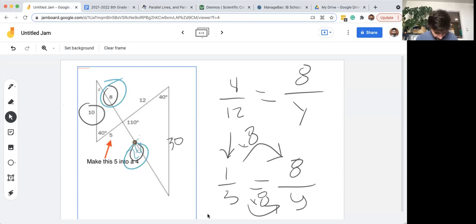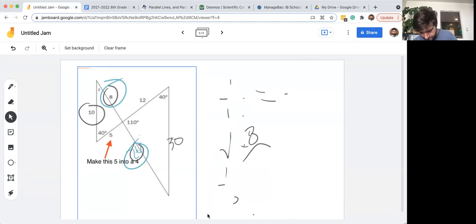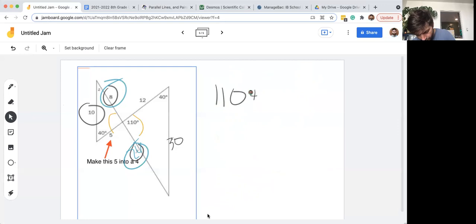Y is 24. Now, to find the angle z, I have to use the fact that my angles will all add up to 180 because it's a triangle. Every triangle, the angles all add up to 180. Don't forget it. You'll use it plenty. So this will be 110 because it's across from that and an x. So I know that two of my angles are 110 and 40, plus z, this bad boy, that will equal 180.